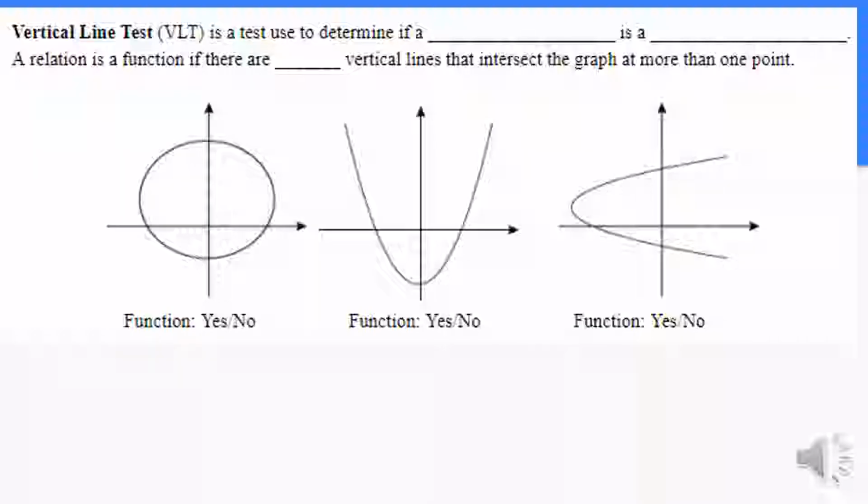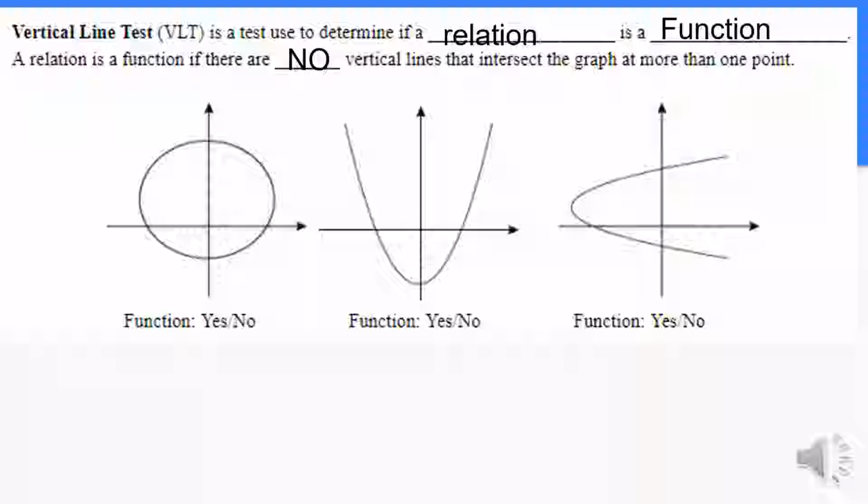So the vertical line test is a test used to determine if a relation is a function. A relation is a function if there are no vertical lines that intersect the graph at more than one point. In other words, if a vertical line crosses your graph more than once, it is not a function. Why? What characteristic of a function is that breaking?